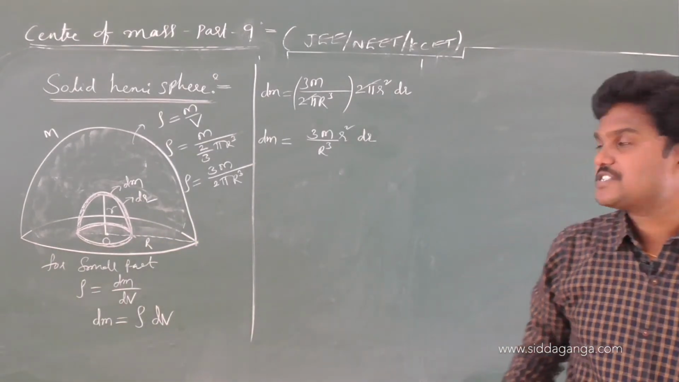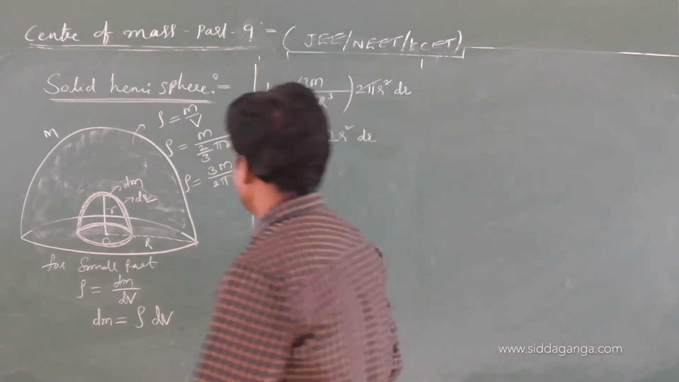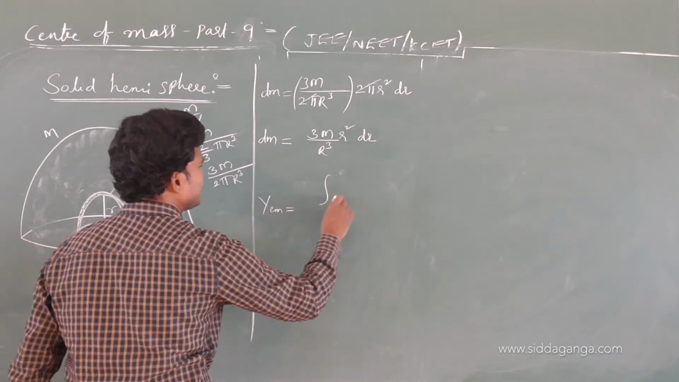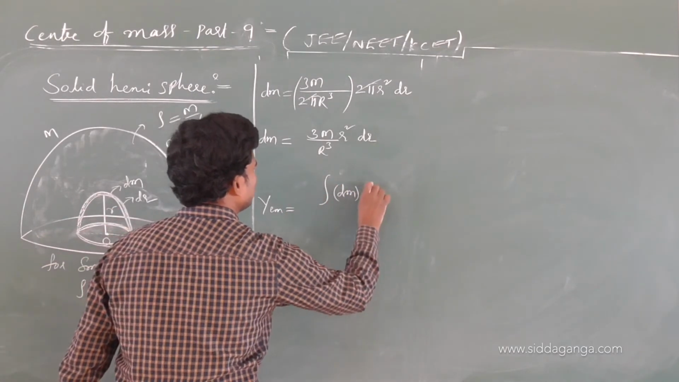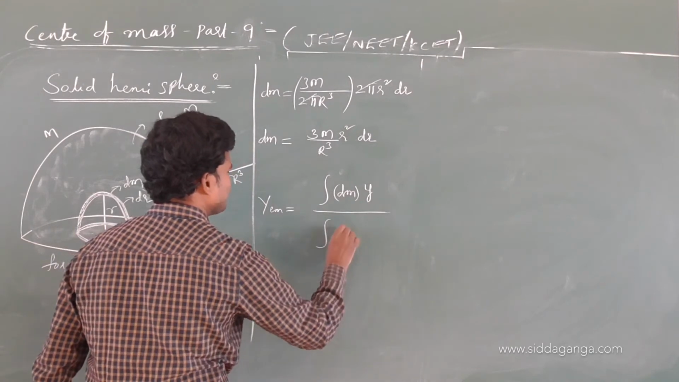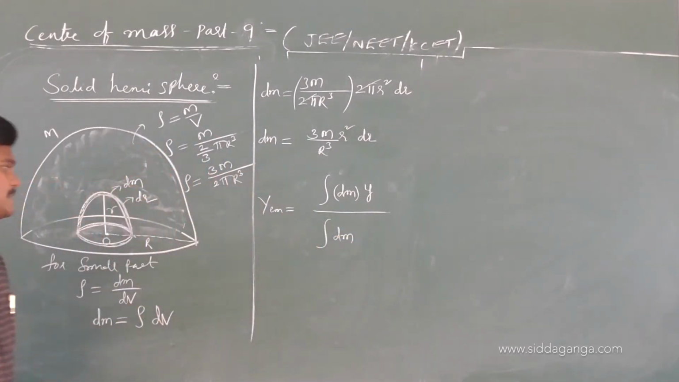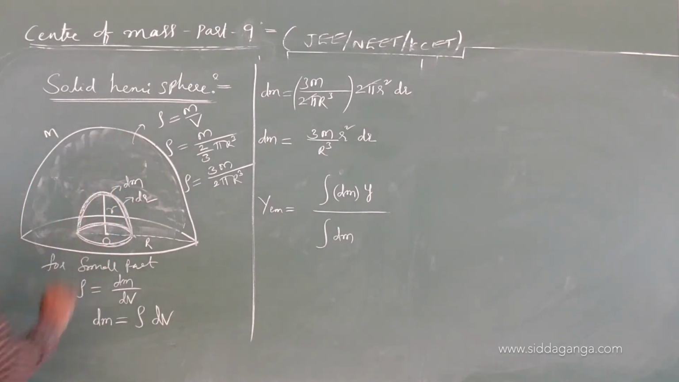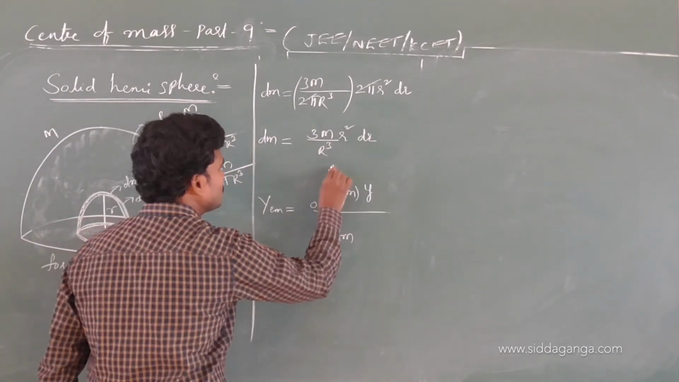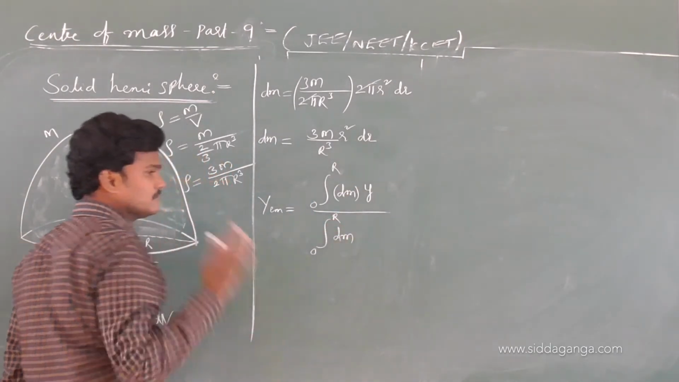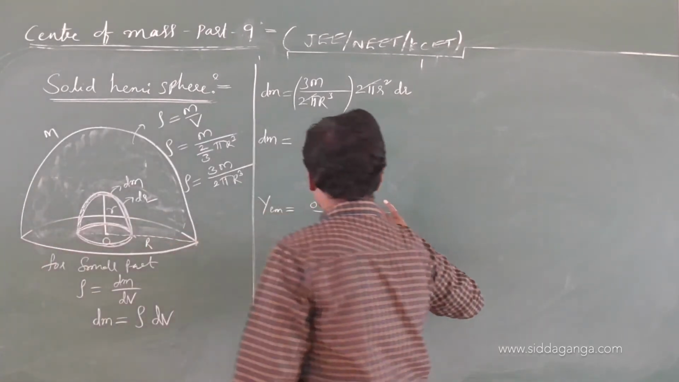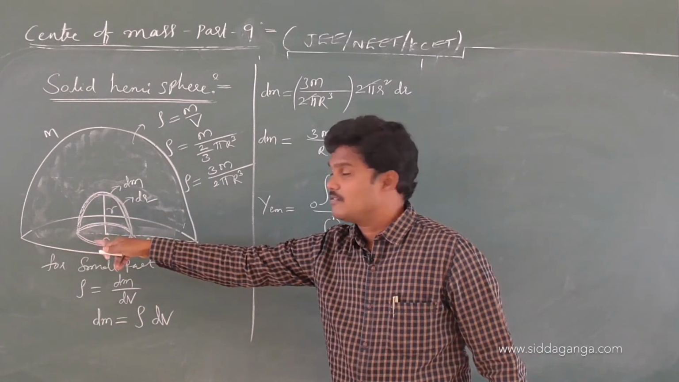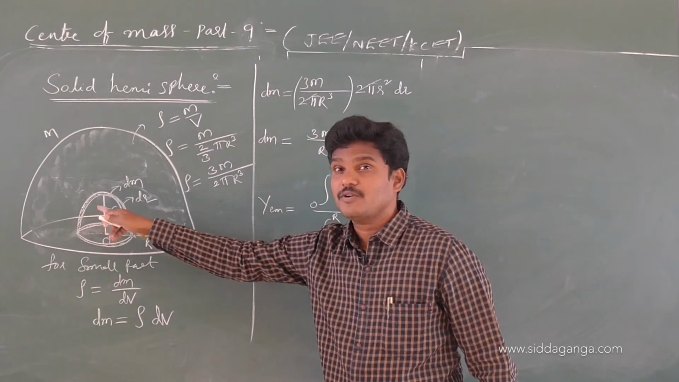So I got dm. Then you can go for integration. Let me find the y coordinate: integration of dm into y, integration of dm. The limits are 0 to capital R. And what is this y? It is the y coordinate of the center of mass of the hollow hemisphere.